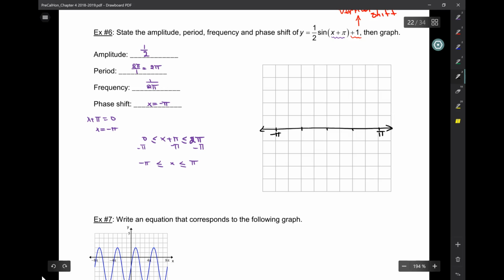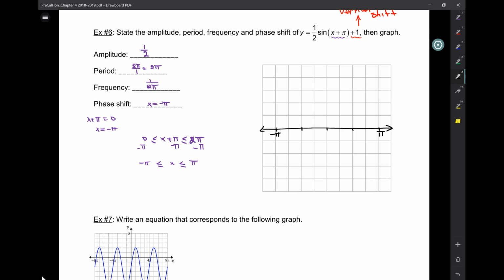Okay, so beginning and ending. How much space is there? How many units are there between negative pi and pi? There are 4 spaces, but how many units? What's the distance? 2 pi, right? From negative pi to pi, that's a distance of 2 pi. Is that the same as my period? Yeah, it is. So it's the same.